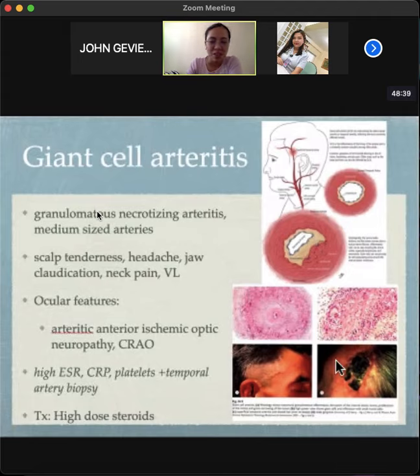But in the states they usually do this. Here there are few who are doing the temporal artery biopsy. Typical patients would be those with sudden blurring of vision in one eye due to arteritic anterior ischemic optic neuropathy, followed by the other eye. So it is very important to initiate high dose systemic steroids if you suspect GCA, to prevent blindness of the other eye. That's what is important here.